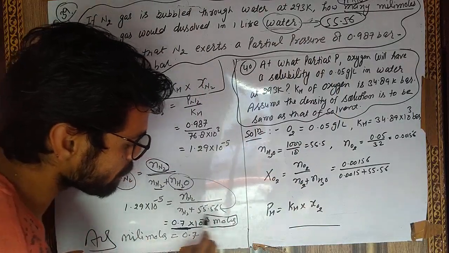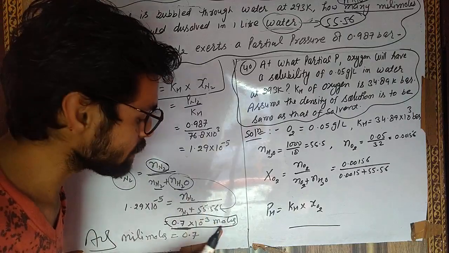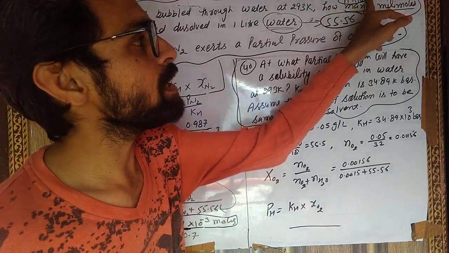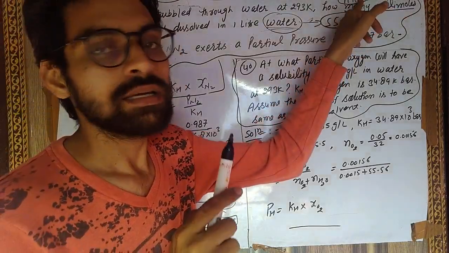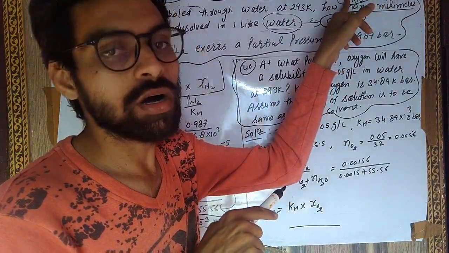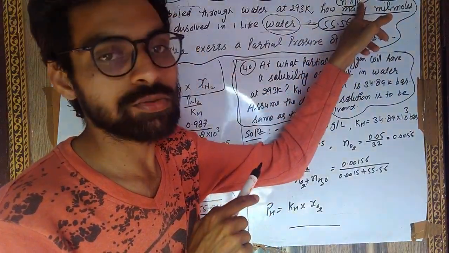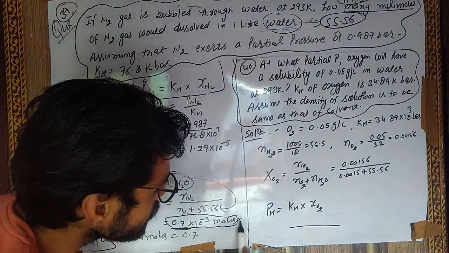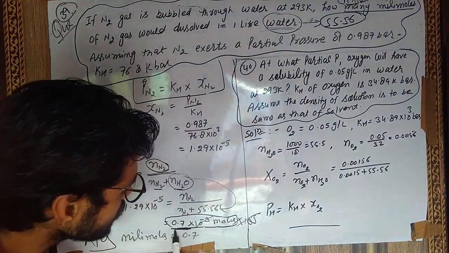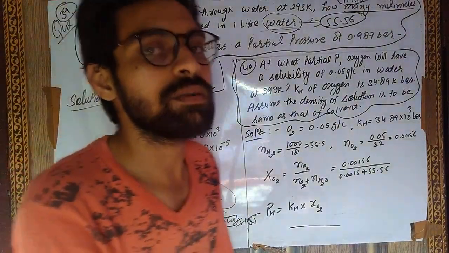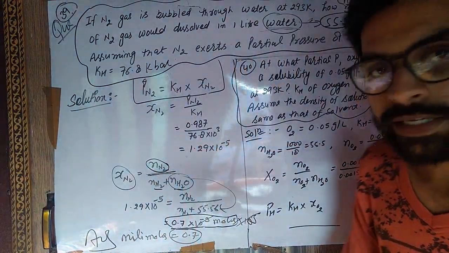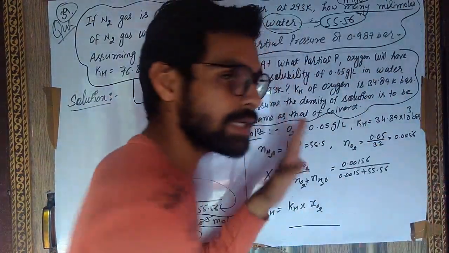0.7 into 10 raised to power minus 3. But this is the value of moles, and you have to calculate millimoles. So you multiply the moles of nitrogen by 10 raised to power 3. When you multiply by 10 raised to power 3, it cancels and the answer will be 0.7 millimoles.